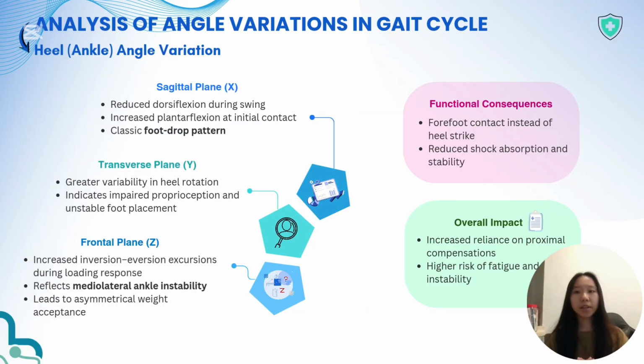Heel angle variation mainly reflects ankle control. Sagittal plane results show reduced dorsiflexion during swing and increased plantar flexion at initial contact, indicating foot drop. Transverse plane variability suggests unstable foot placement, while increased eversion in the frontal plane reflects medial-lateral ankle instability, contributing to asymmetrical loading and reduced stability.